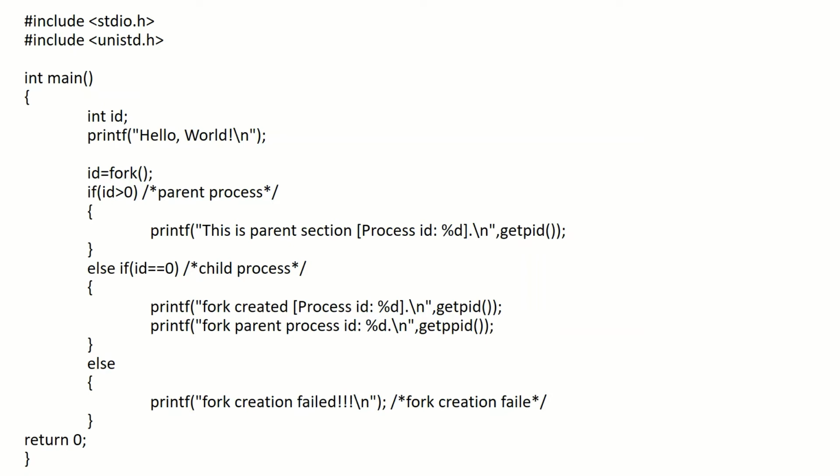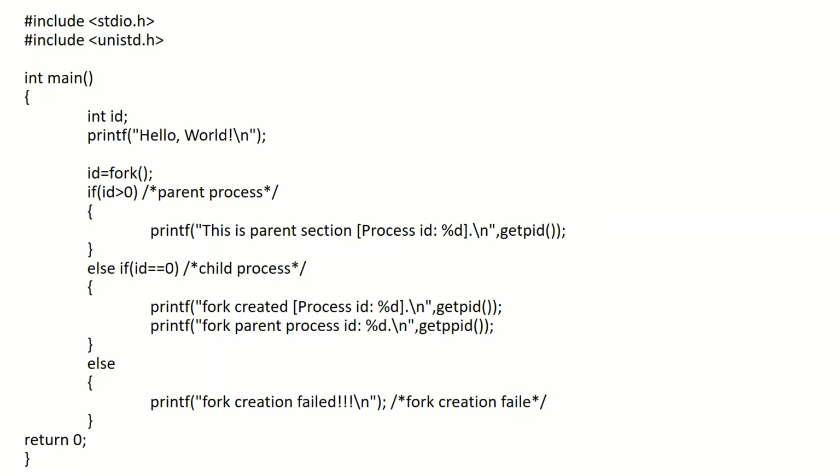This is a simple C program that returns an integer value when the fork function is called. It is possible to print the parent process, or print the child process, along with the child process ID and its parent process ID. If the process does not start execution, it prints that there is a failure in fork.